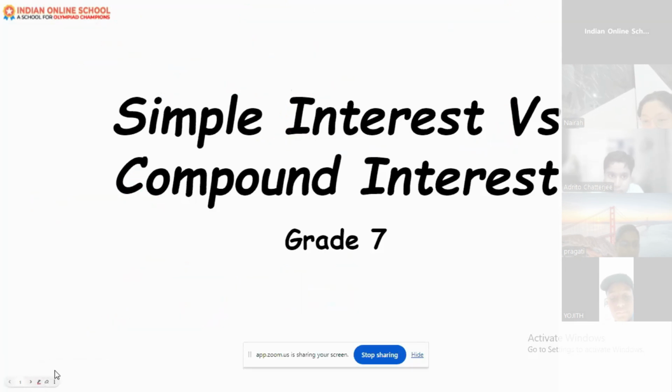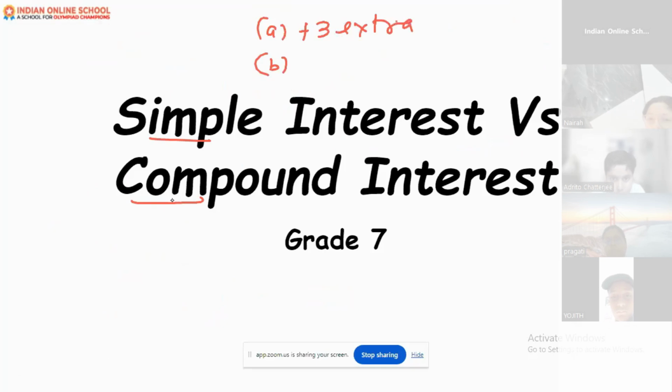Now, let's understand what simple and compound mean. Let's play a game here. I have a packet of chocolates, so many chocolates, and I have two options. Option A: each time I will give you three extra chocolates. The second option: I will give you double of the previous chocolates in the next term. So who wants to play this game?